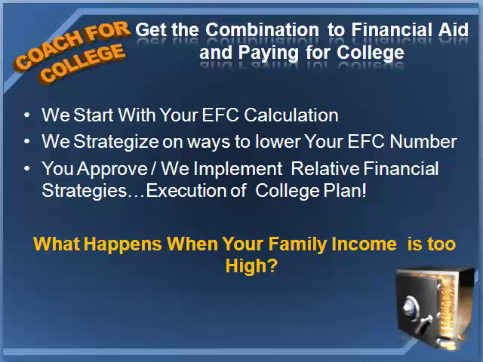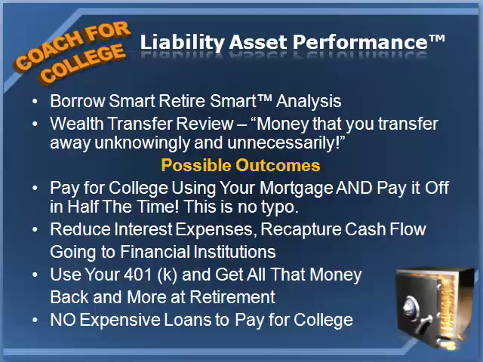if it's possible that you will qualify for financial aid. What happens when your family income is too high and you're not going to qualify for financial aid? This is where liability asset performance comes into play. This is our second formula, paying for college. We use a borrow smart, retire smart analysis software.